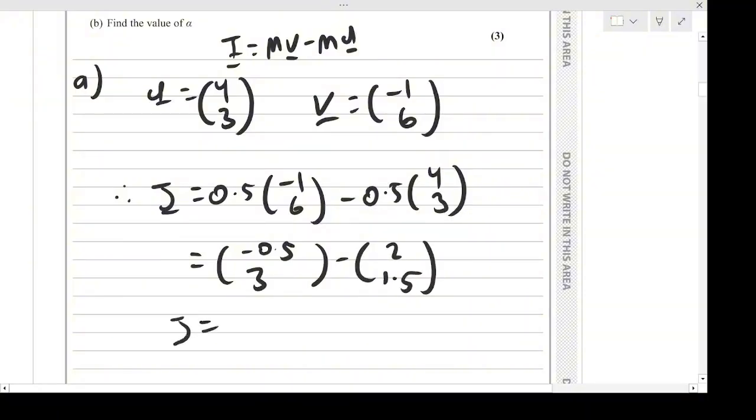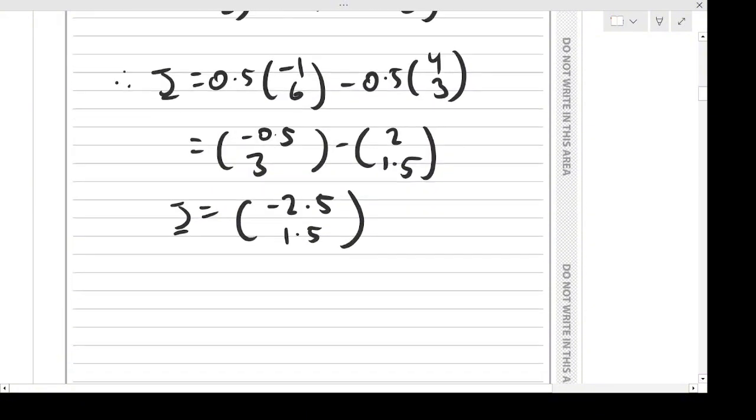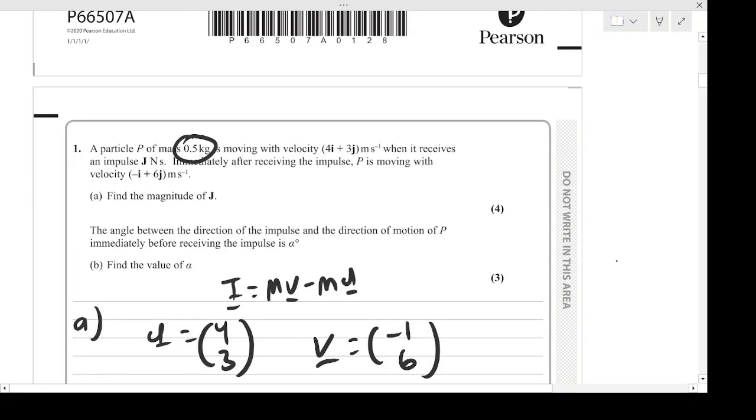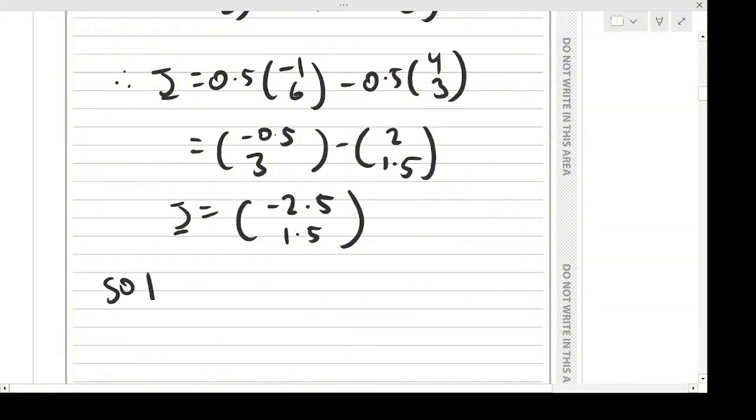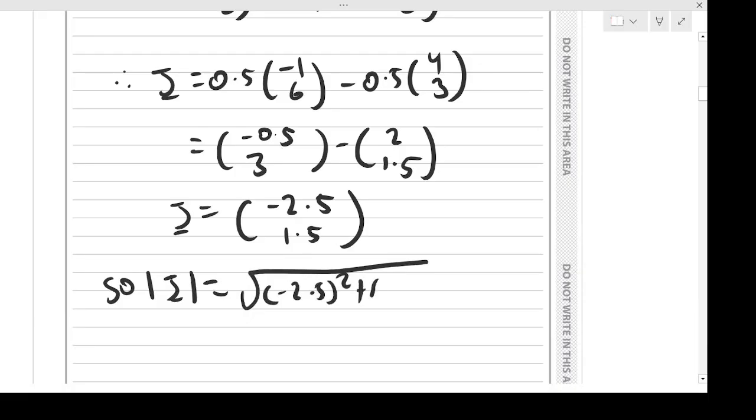And so that will simplify to get me minus 2.5 and 1.5. Okay. So that's my vector, but it wants me to find the magnitude. So that's going to be this, right? So the magnitude, or the length of the vector. And so that's just going to be the Pythagoras of the components, right? So it's going to be minus 2.5 squared, add 1.5 squared, and then I root it afterwards.